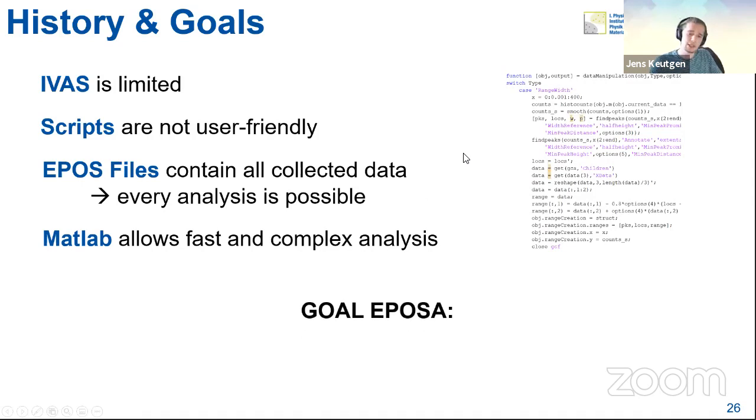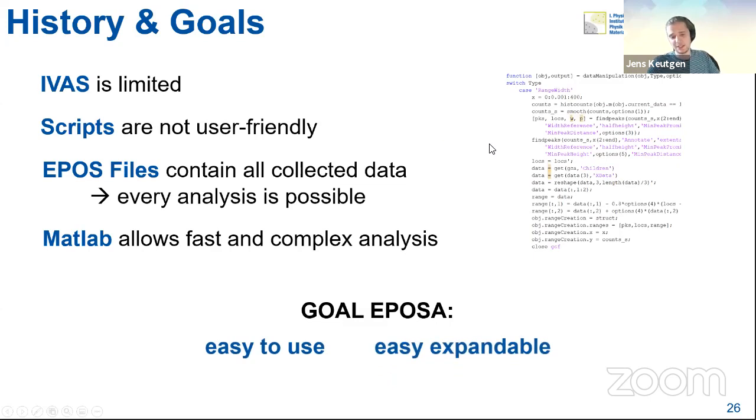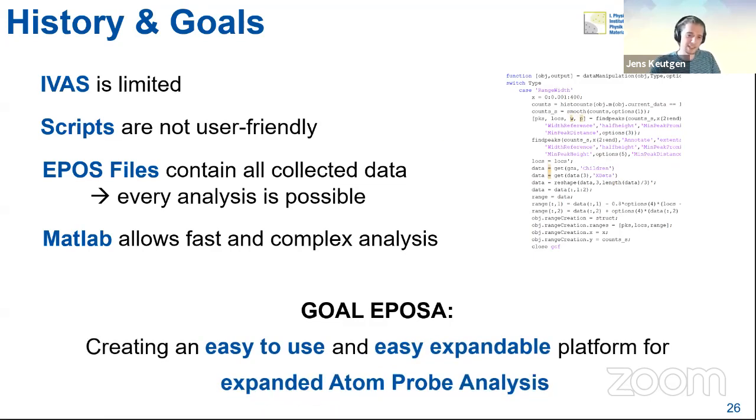So in the end, we came up with the goal for our software ePOSA to create an easy to use and also easily expandable platform for expanded atom probe analysis. The key part here was for us always to create something for expanded atom probe analysis, as we were interested in a lot of stuff happening to the multiplicity of ions, and this was not available in IVAS. We never tried to reproduce or redefine the features that IVAS was actually doing, but just look at the regions that IVAS couldn't handle as well, and try to provide a toolkit that's easy to use for anybody who might be interested in this.